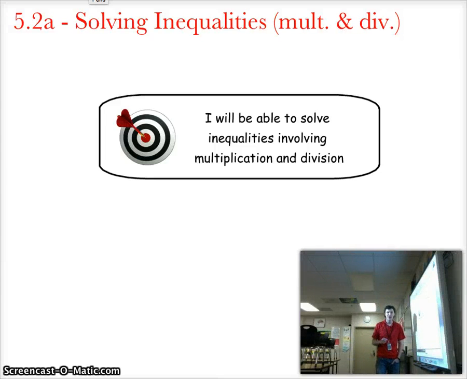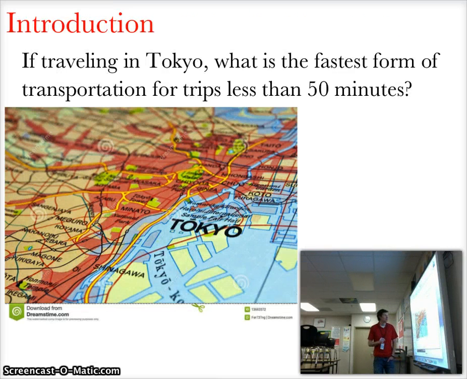Alright guys, today we're going to start 5.2, which is solving inequalities with multiplication and division. Here's our warm-up problem though. If traveling in Tokyo, what is the fastest form of transportation for trips less than 50 minutes long? So of all the possible transportation items, which one would be the quickest? Come back at the end.